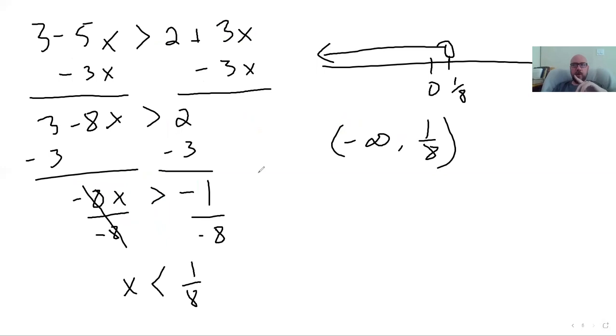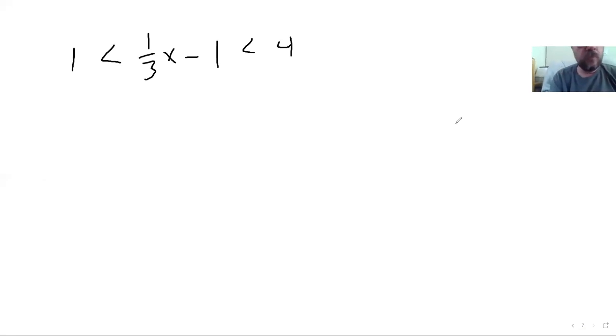Now, there is one other kind of inequality that you end up solving a fair bit. So let me show you that. And that is something like this. Let's say I have not just x is bigger than something or x is smaller than something, but some expression with x in it, 1/3 x minus 1, is between, let's say, 4 and 1. Let's make this one equal to, just so we have a little bit of variety there.